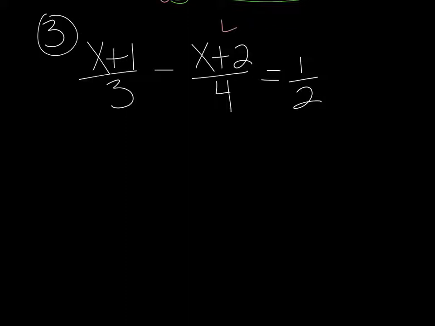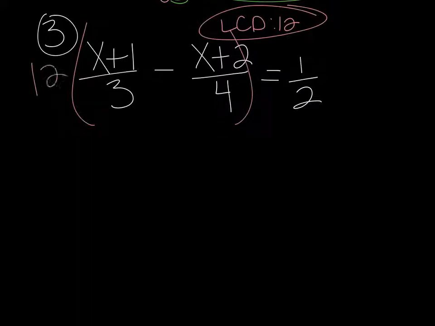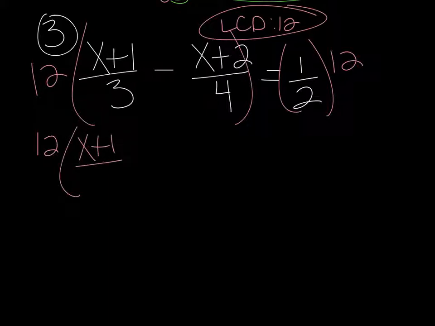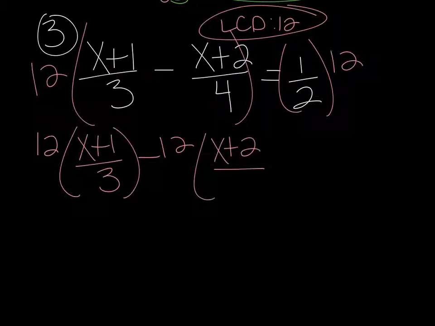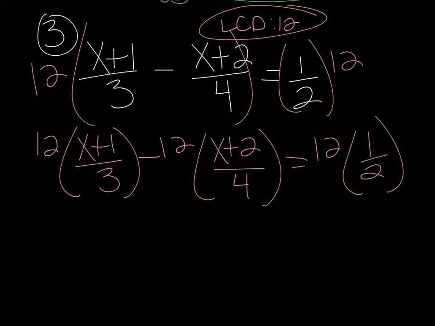Now, what is my least common denominator? It's still 12. Okay, so my least common denominator is 12. It didn't look right when I wrote it down. So now we're still going to multiply everything by the least common denominator. I'm going to take 12 times (x plus 1) over 3, 12 times (x plus 2) over 4, and 12 times 1/2. There's one thing I am going to have you pay really close attention to, and it'll be when we get to the second term here.